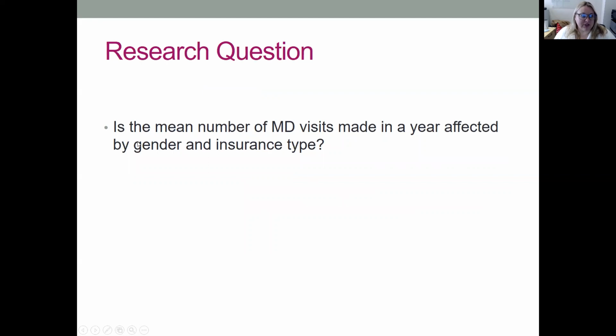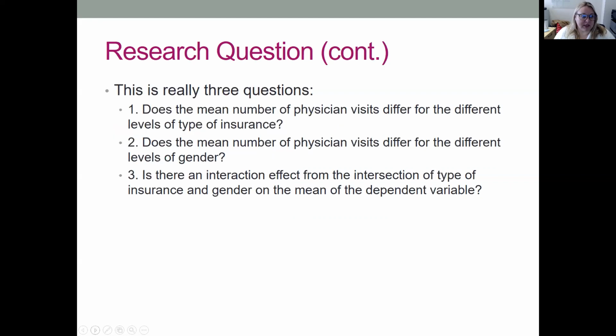So our research question in this example is: is the mean number of physician visits made in a year affected by gender and insurance type? So that's the question that we're looking at. What this really boils down to is 3 different questions. Does the mean number of physician visits differ by the level of insurance? Does the mean number of physician visits differ on gender? And then, is there an interaction effect from the intersection of insurance and gender on the number of physician visits?